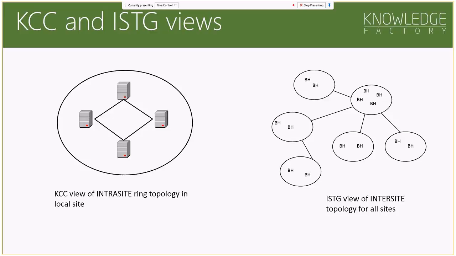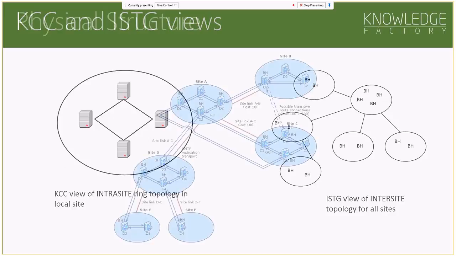The lines between domain controllers within a site represent inbound and outbound connections between the servers. The lines between sites represent configured site links. And the bridgehead servers are represented as BH, as you can see over here. So the KCC and the ISTG have a completely different view of AD, and it has absolutely nothing to do with the actual network.